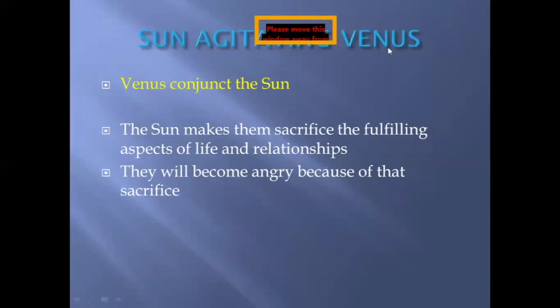Okay, then we've got Sun agitating Venus. And this happens when Venus is conjunct the Sun. So the Sun is going to make somebody with the Sun agitating Venus sacrifice the fulfilling aspects of life and relationships. And then they will feel a little bit angry about having to make that sacrifice. Remember that the Sun is authority figures. So there might be an authority figure who's not going to let you enjoy those Venusian aspects of life, such as relationships or luxury.